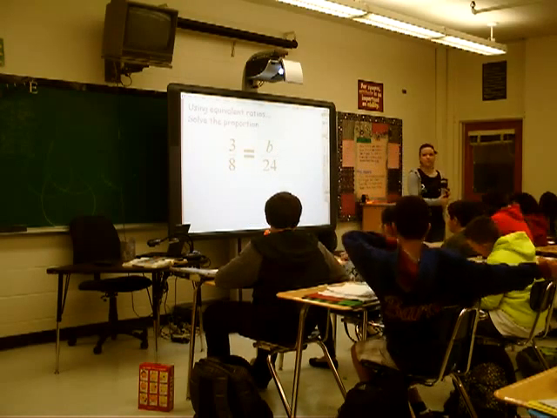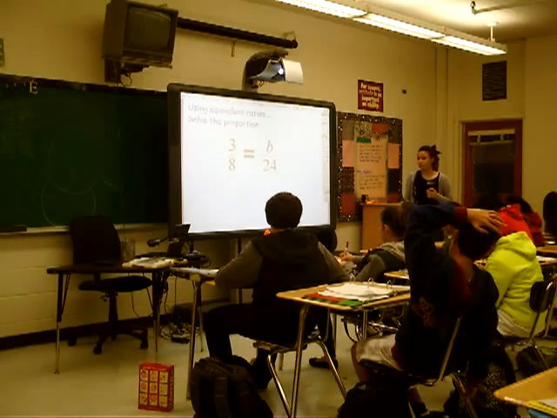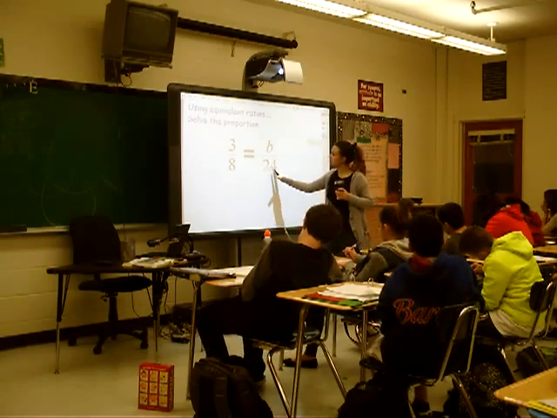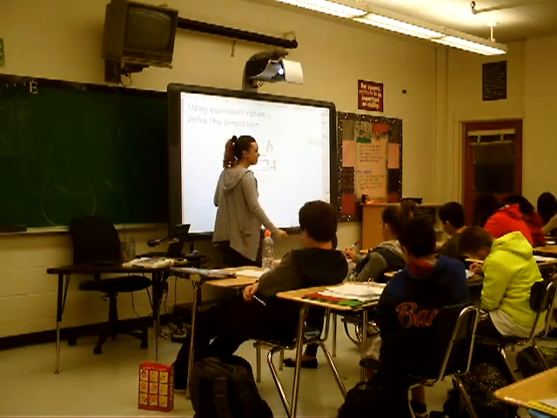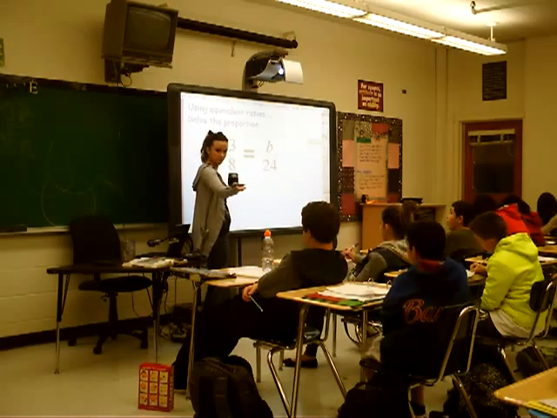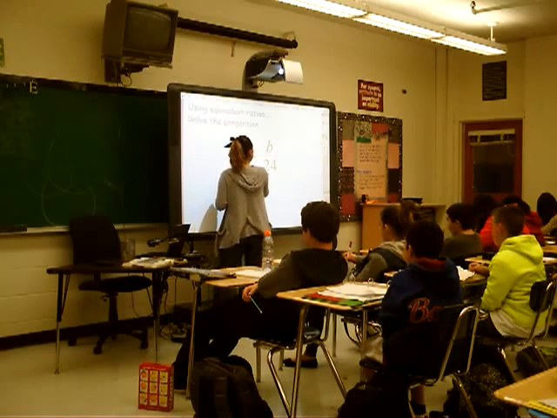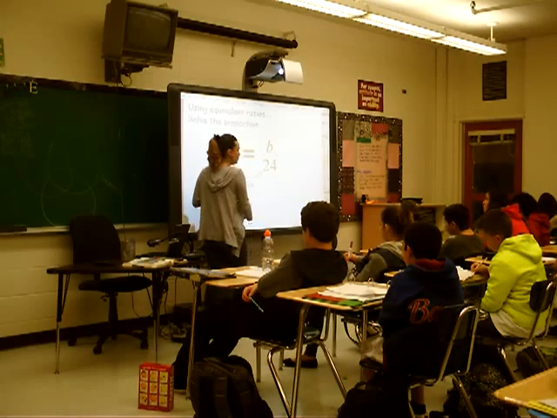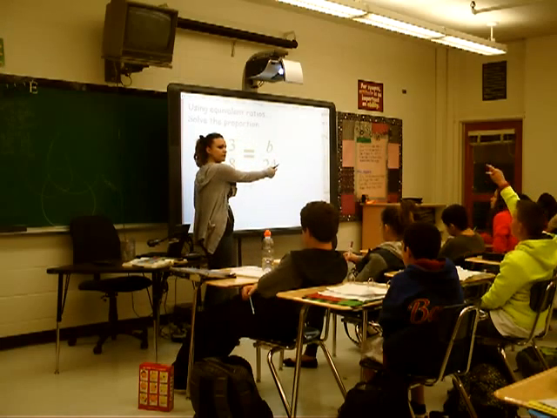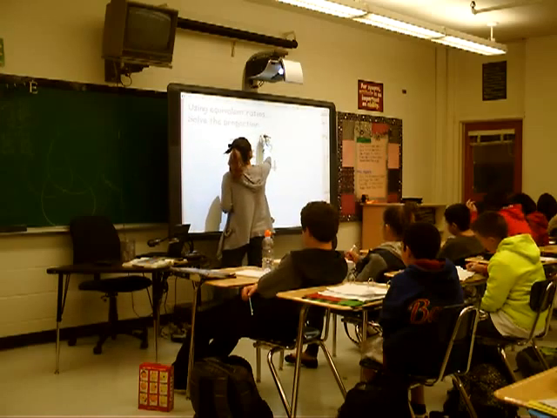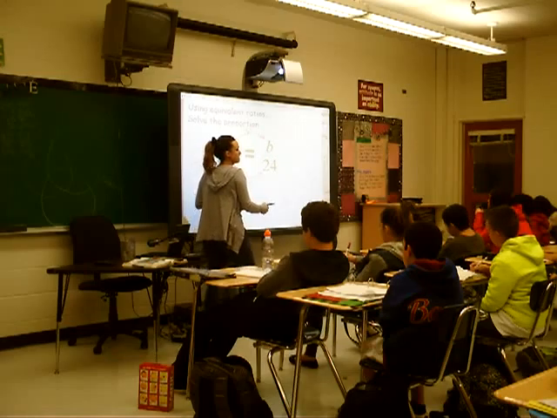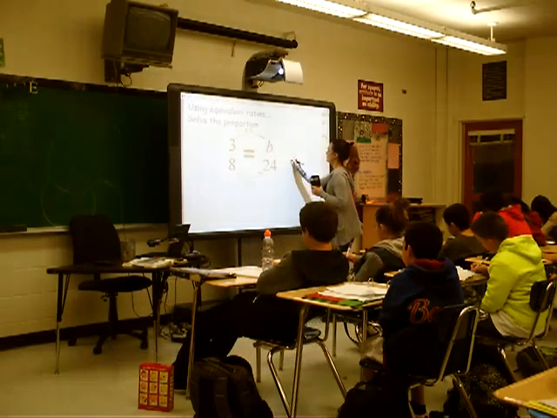The first thing that we can do is use equivalent ratios. Okay? So we can use the one that they already gave us here, 8 and 24. Alright, 8 does go into 24. 8 times what is 24? 3. Multiplied by 3. 8 times 3 is 24. So if we do the same thing on the top, 3 times 3 is 9. So B equals 9.